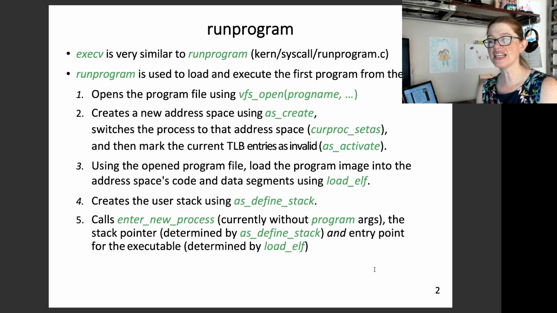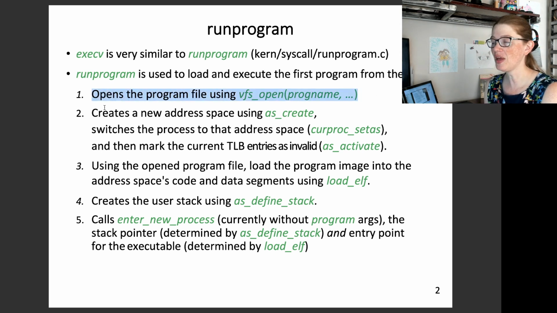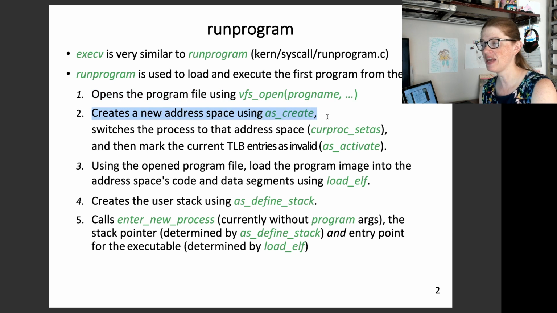What's going to happen is that runprogram is passed a program name as a string. It doesn't have any arguments, but you're going to fix that in this assignment as well. What it's going to do is open the program. So it opens the program name using vfs_open. And then it's going to create a new address space. It has to create a new address space because regardless of whether we are changing the address space of the existing process or creating a new process, the process creation does not actually create the address space on its own. So we open the program file, get a handle to it, and then create a new address space using as_create.